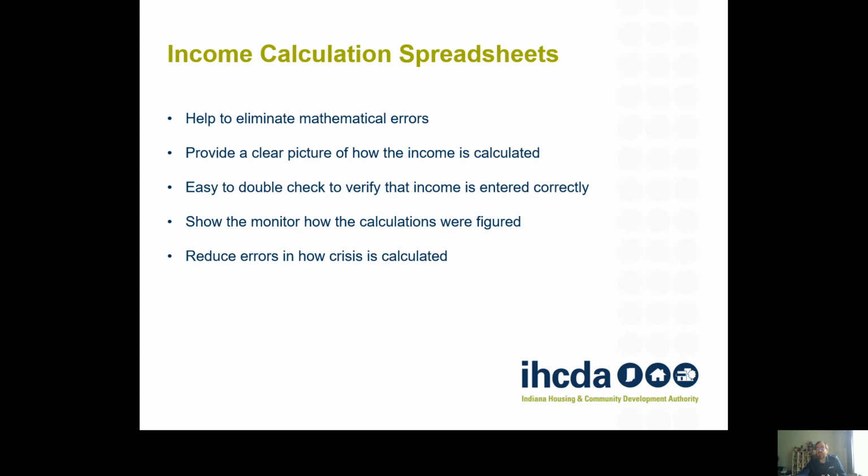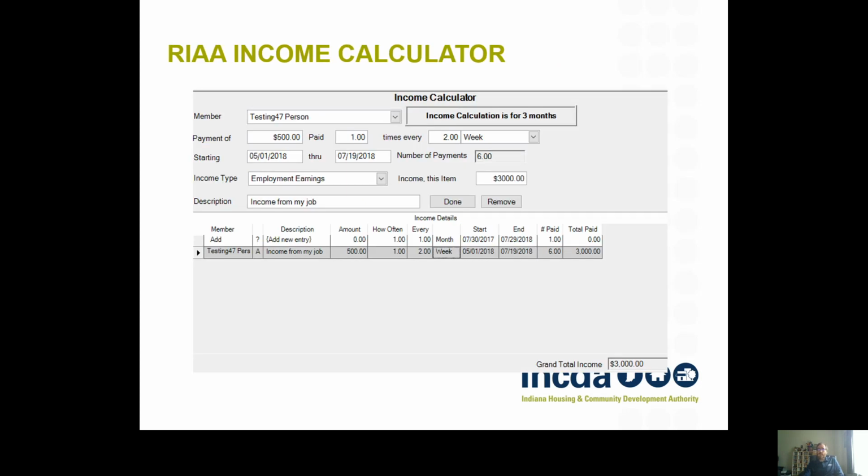And from our perspective, they help to eliminate mathematical errors. They provide a clear picture of how the income is calculated. They're easy to double check in order to verify that the income has been entered correctly. They help with monitoring to show how the calculations were arrived at, and they help reduce errors in how crisis is calculated.